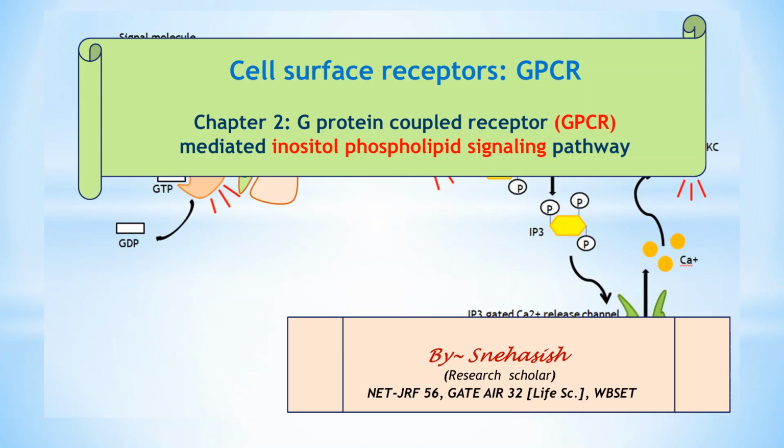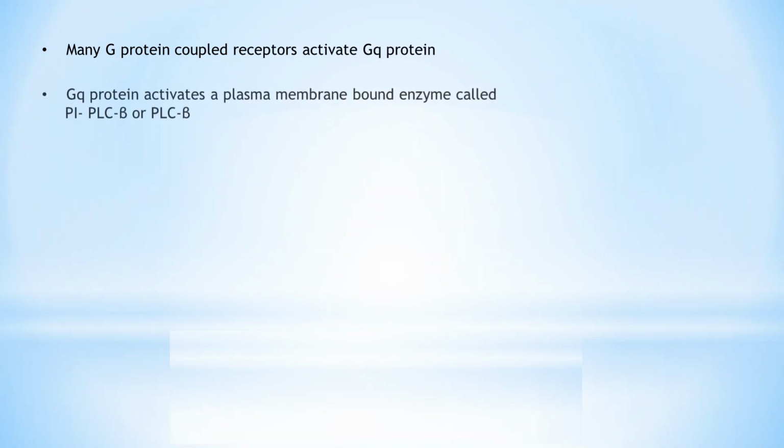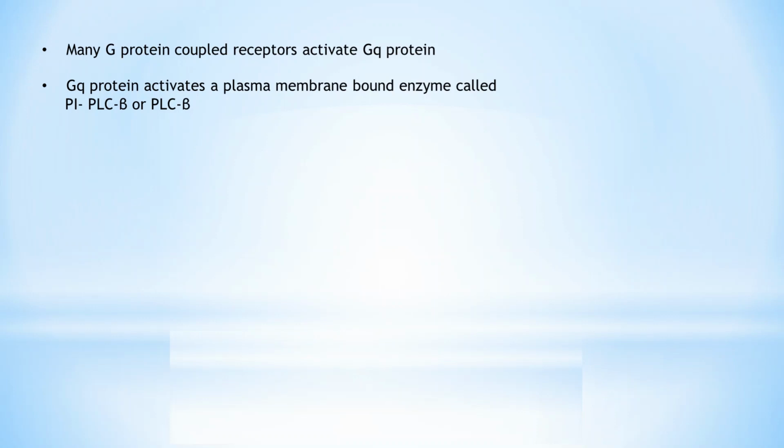So let's start. Today I will discuss about GPCR or G protein coupled receptor mediated activation of a G protein called GQ, which activates inositol phospholipid signaling pathway. Many GPCRs activate this type of G protein that activates a plasma membrane bound enzyme phosphatidyl inositol specific phospholipase C-beta called PLC-beta or PLC-beta in short.